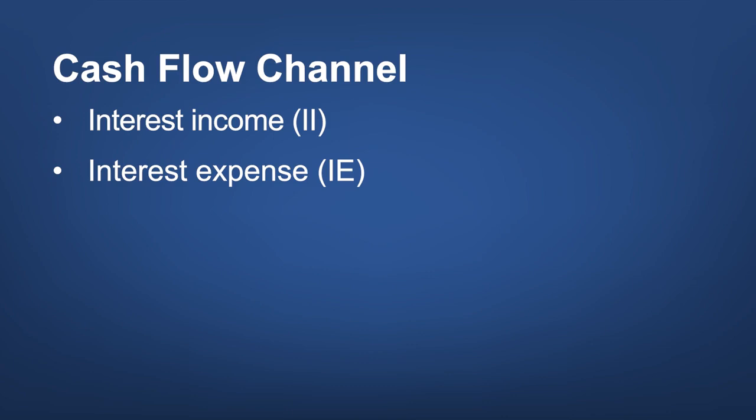Let's start with the pathway from interest rate volatility to bank profits. This is called the cash flow channel. It focuses on a bank's interest income and interest expenses, and it works as follows. Banks make investments in loans and bonds. The earnings on those investments depend on the interest rates. If interest rates are high, that's good news for the bank. It can earn higher income on its loans.